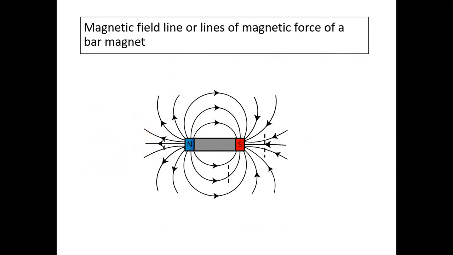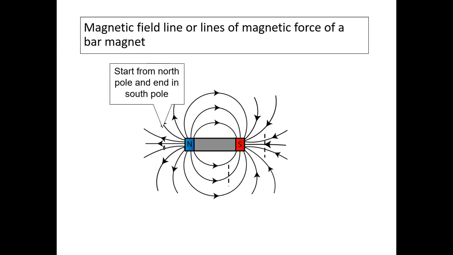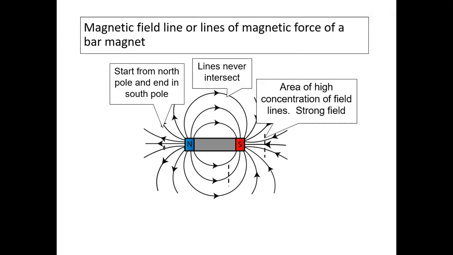Okay, this is just a review of your SPM work: magnetic field lines, or lines of magnetic force, of a bar magnet. You always start from the north. That's our choice. North to south. Lines never intersect, never cut each other. Where it's close to the magnet, we take the area around here and find the concentration of lines is a lot passing through the area. So we have a strong field.